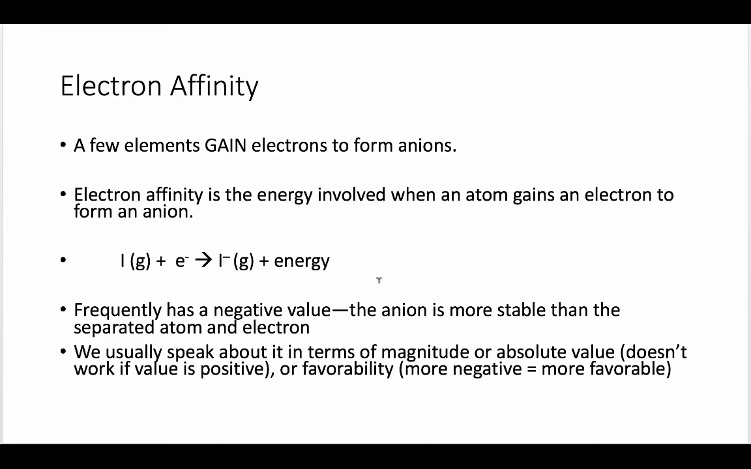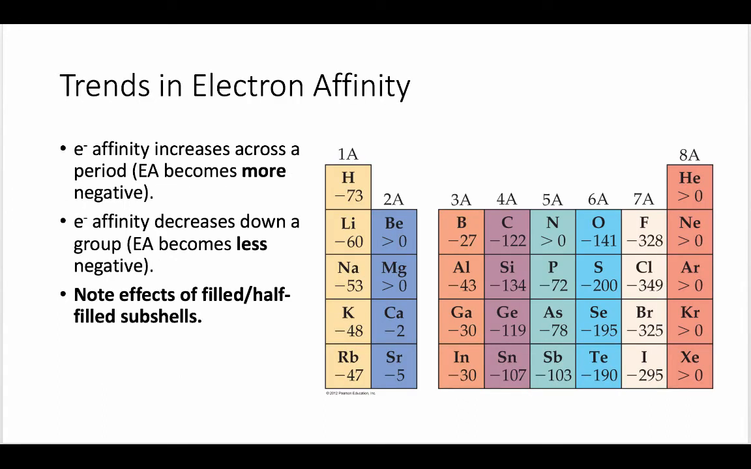favorable. This doesn't work all the time because some elements will have positive electron affinities. In other words, it requires energy to add an electron to that element. You can imagine situations where that might happen. So let's look at the trends in electron affinity here in the first column of the periodic table. What we see is as we go down a column on the periodic table, we see that it becomes smaller or less favorable or less negative.